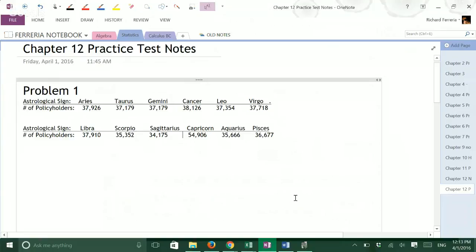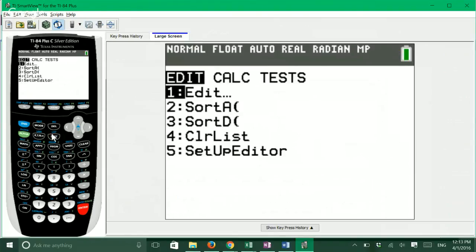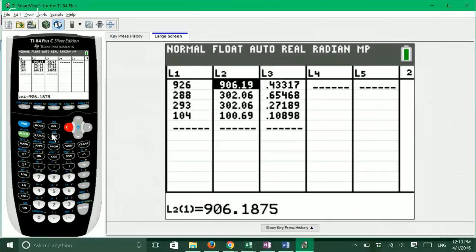Okay, so we really should get this done. Now this is going to be a goodness of fit test. So this is not in the matrix. These are in the lists. So we need to edit our lists. So someone want to do the honors of reading all these insanely large numbers? Sophie, go.